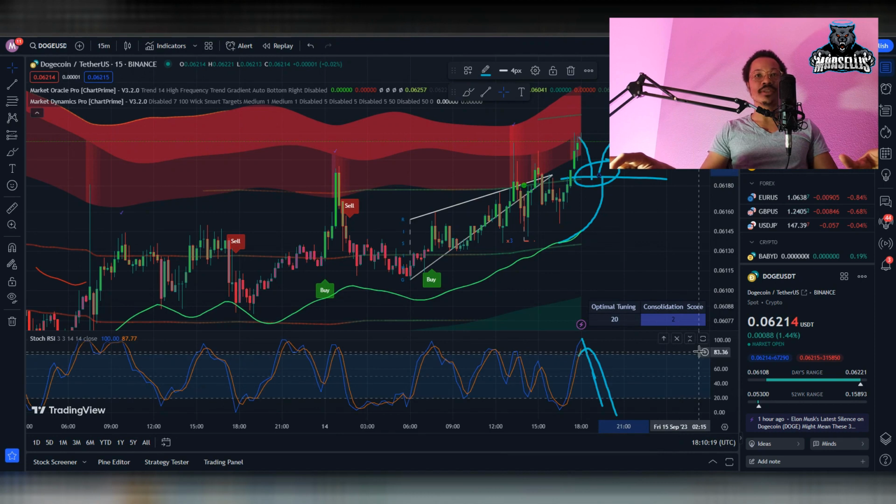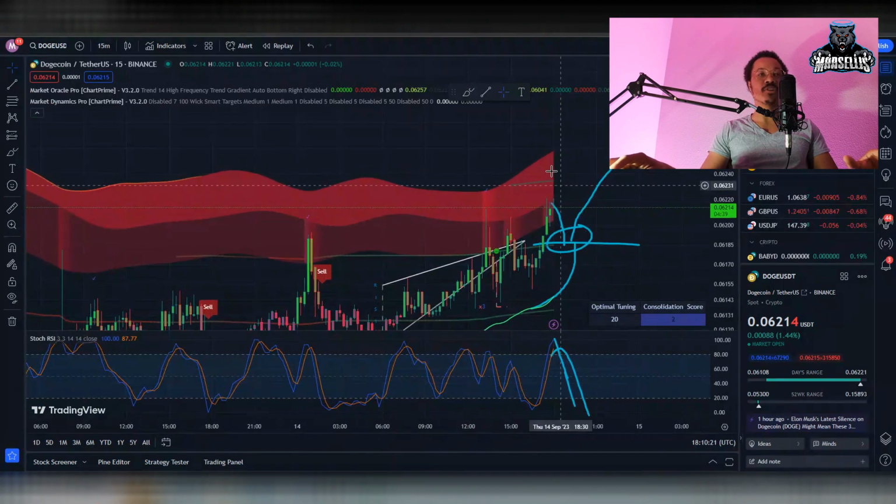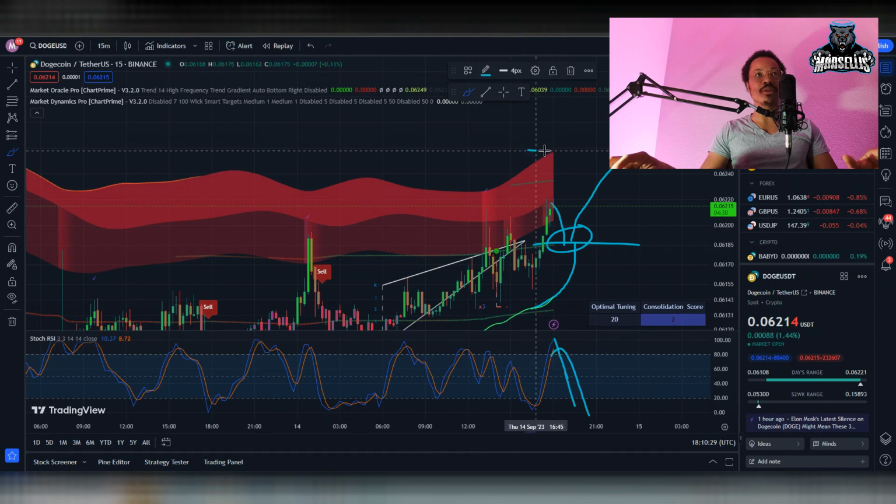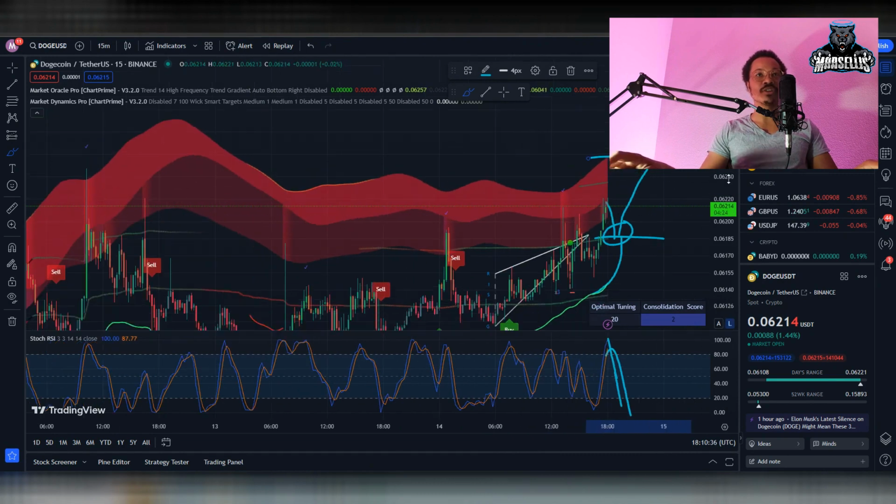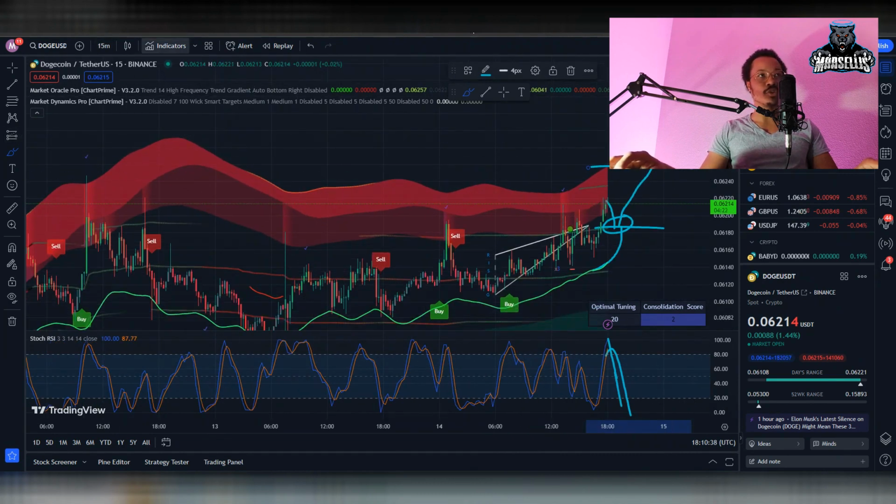possibly bringing us up to the top of that momentum wave band. And the top of that momentum wave band is pretty much 0.06258. That's pretty much the top of that momentum wave band, right? 0.06258. So it's probably going to bring us there. And remember, this is just a 15-minute chart, which is really a very short-term chart.